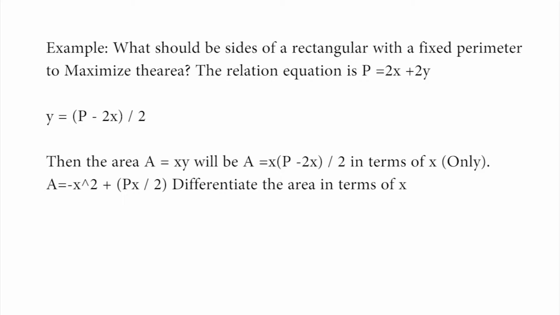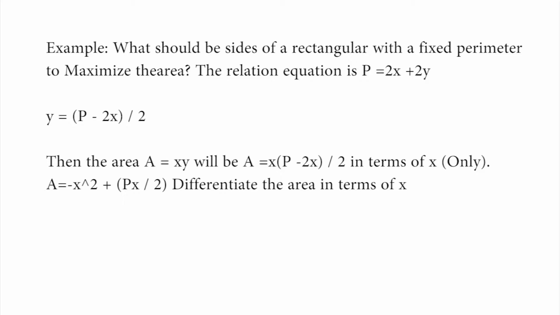Well, we know what y is, so we replace y in the area formula with (p minus 2x) divided by 2, which gives us A equals x times (p minus 2x) all over 2. We then simplify the equation into A equals (px minus 2x squared) over 2. We then have our new equation ready to differentiate.